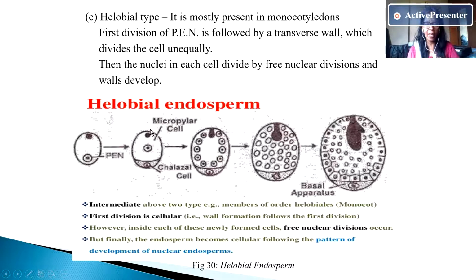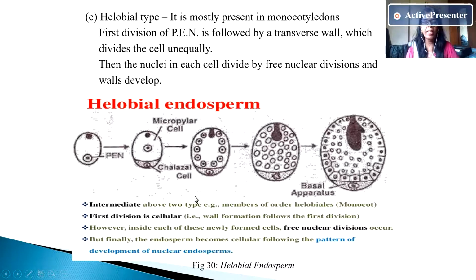chalazal cell and micropylar cell, and wall formation takes place between these two, and free nuclear division takes place. Then after the free nuclear division, cell formation takes place in between. So this is known as the helobial type. It is intermediate between the two types, found in members of the order Helobiales, monocots, intermediate between nuclear and cellular endosperm formation. The first division is cellular, that is wall formation follows the first division. However, inside each of these newly formed cells, free nuclear division occurs, but finally the endosperm becomes cellular following the pattern of development of nuclear endosperm.